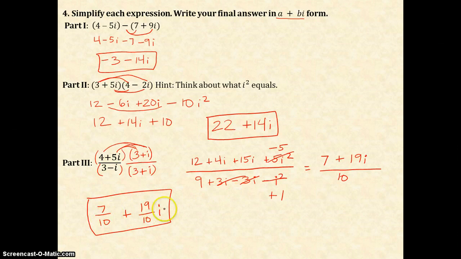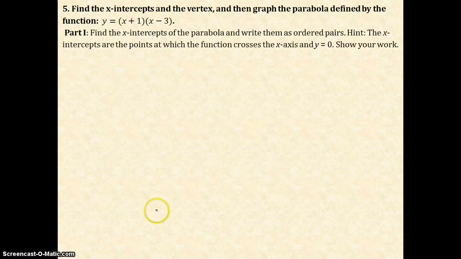Now it's in a plus bi format. Okay, find the x-intercepts and the vertex, and then graph the parabola. Well, the x-intercepts happen when y equals 0. So we got 0 equals x plus 1 times x minus 3. And this product will equal 0 when one or both of these factors equals 0.